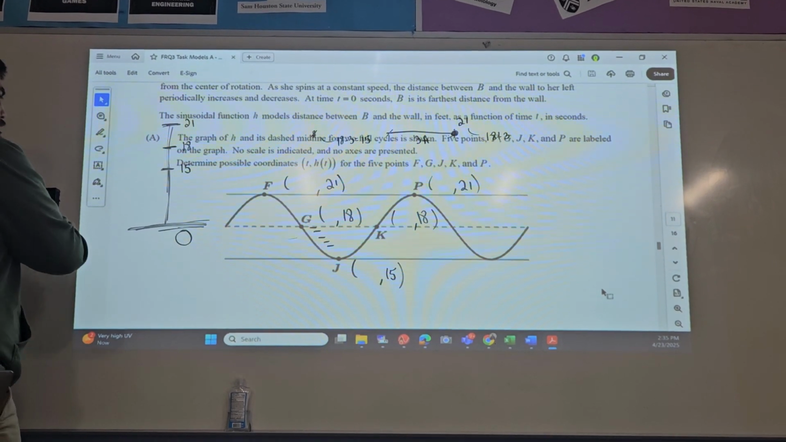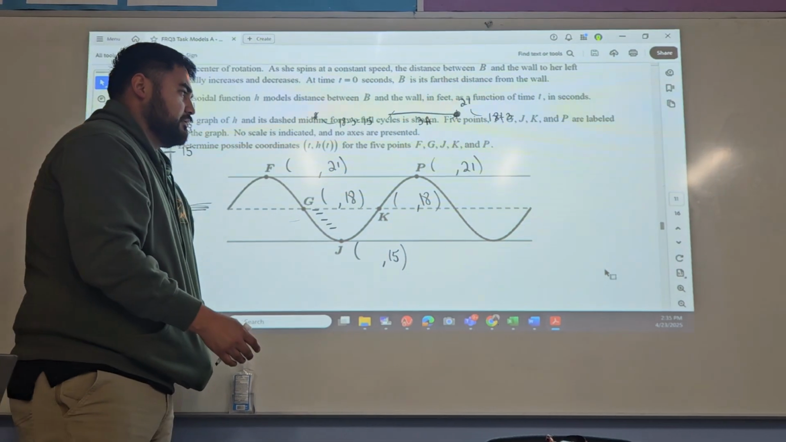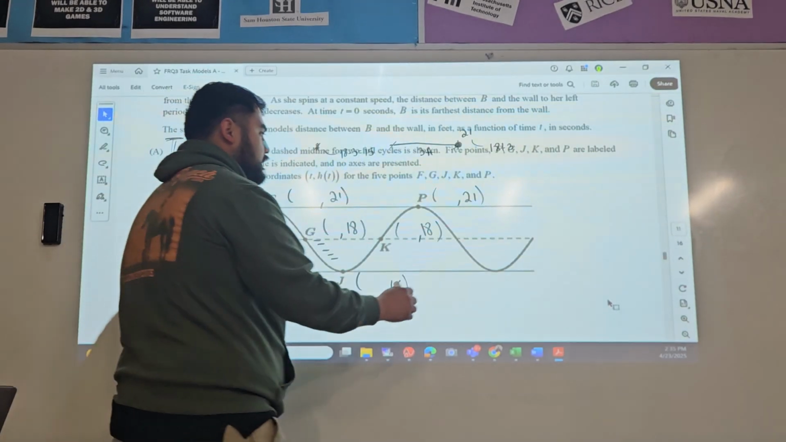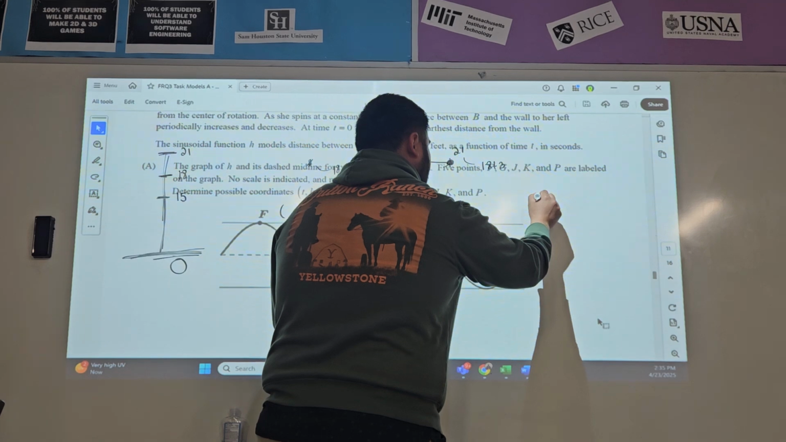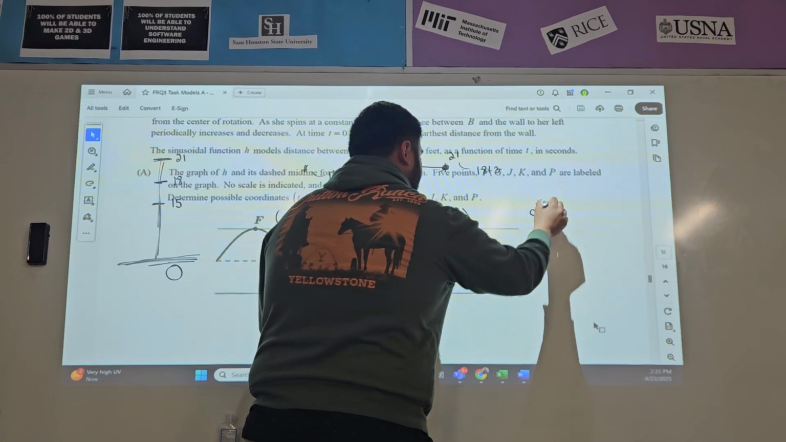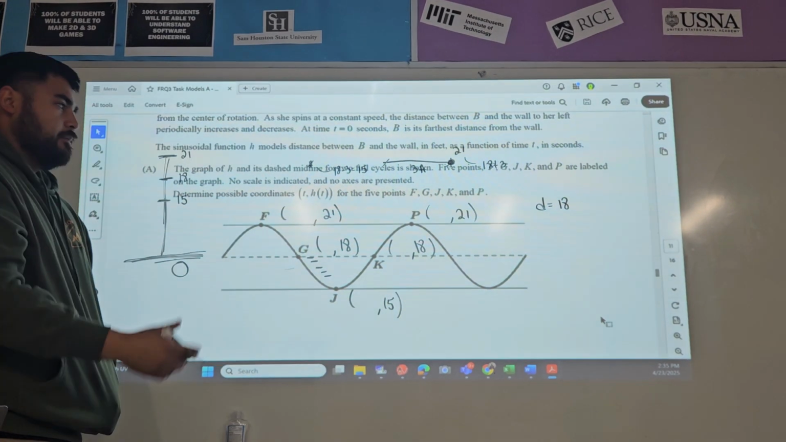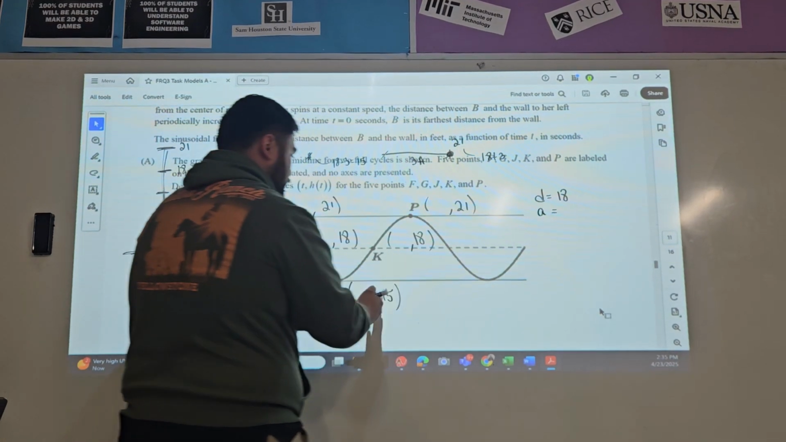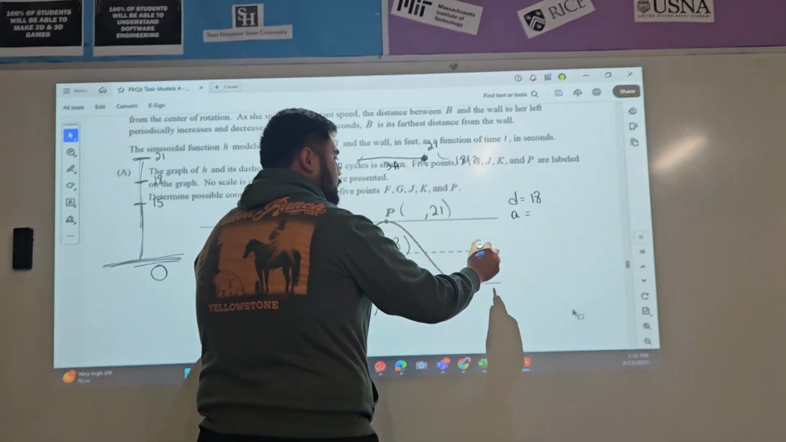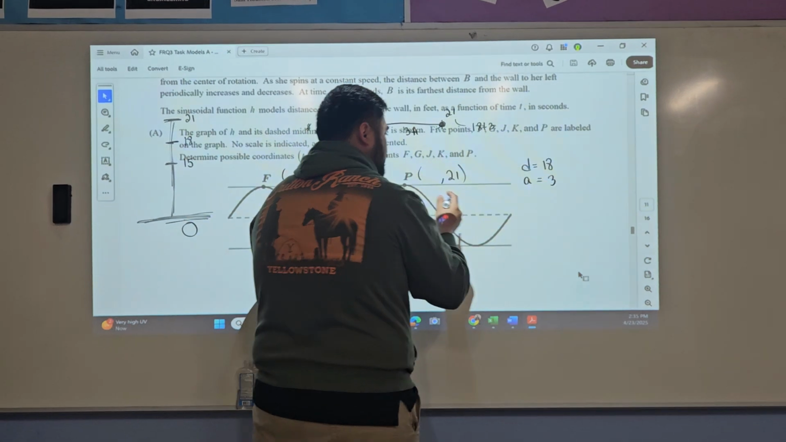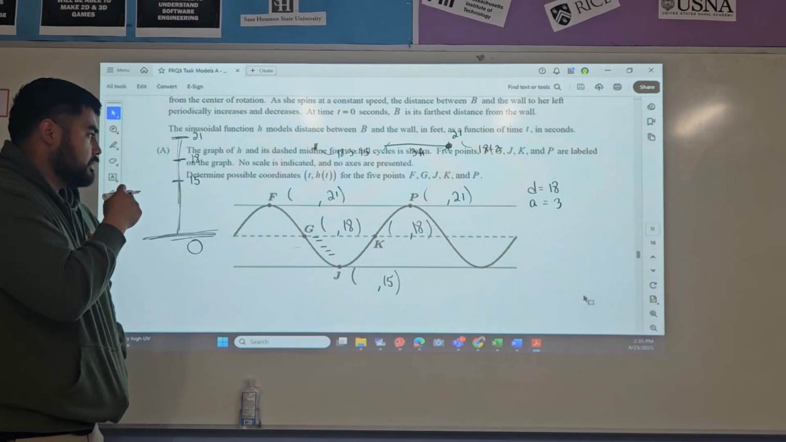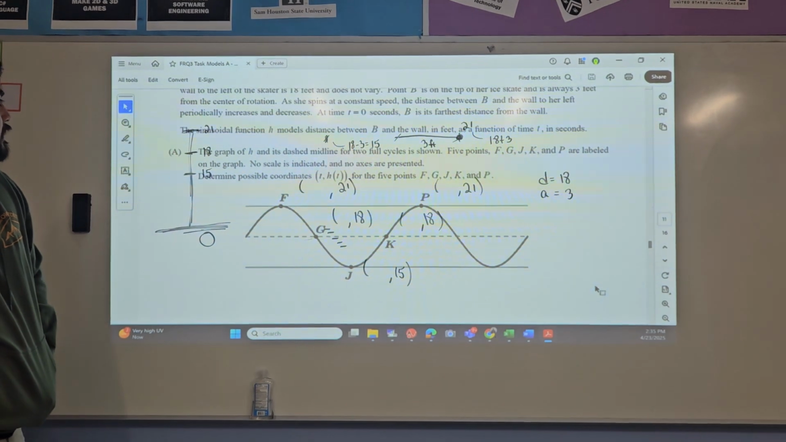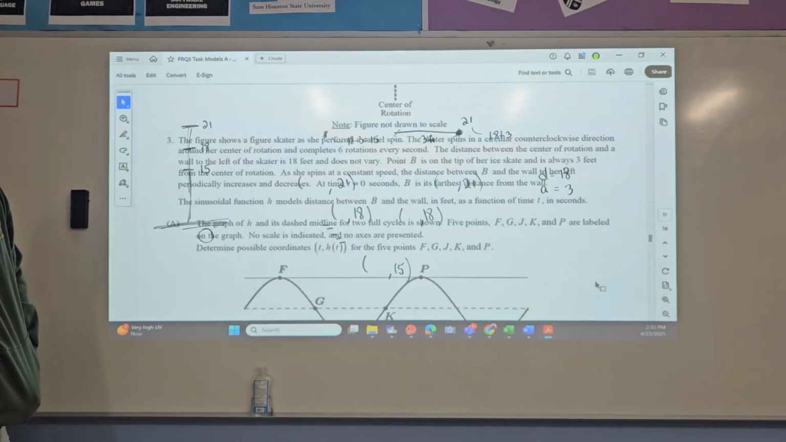I could also solve for A, B, C, and D, which is from part B, right? So the midline, which is D, is 18. The amplitude is what gave us the 21 and the 15, right? So what number did we add and subtract from the 18? It was 3. So what else do we have? You get another point for that. What else does it have here?